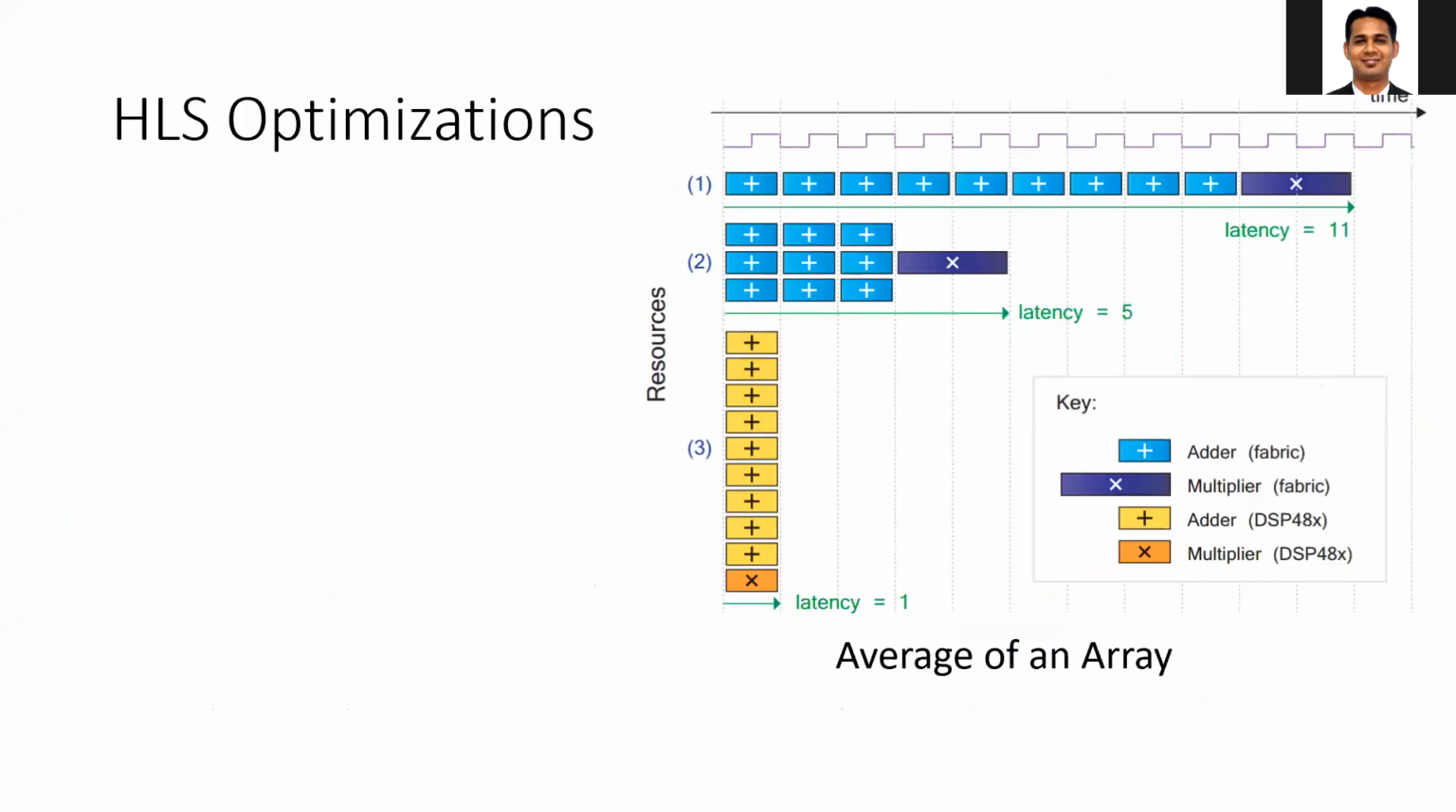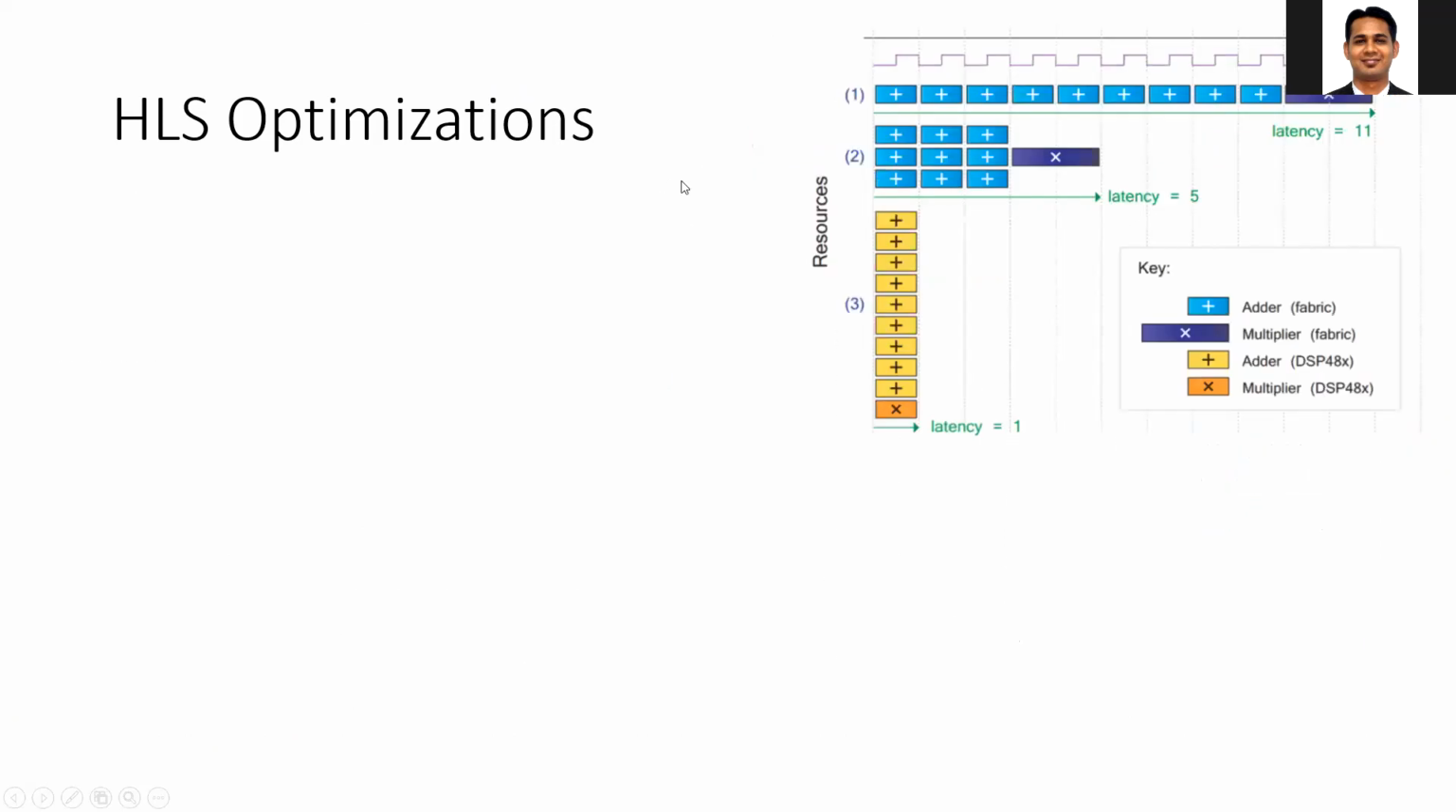In HLS, when you implement anything on the FPGA, you can implement the architecture serially so that you take fewer resources, but the execution time is more. For example, in this architecture, I'm doing the average of an array. That means I'm going to add all the elements of an array and then do the division operation. Serially, it takes a large number of clock cycles, but in terms of resources, it takes fewer, one multiplier and one adder.